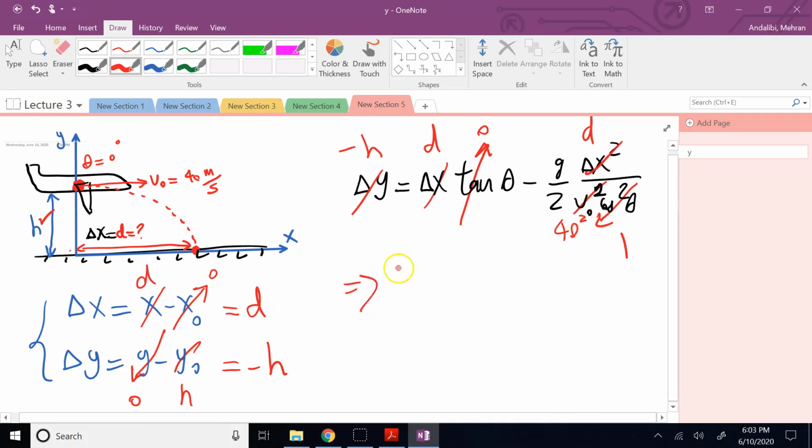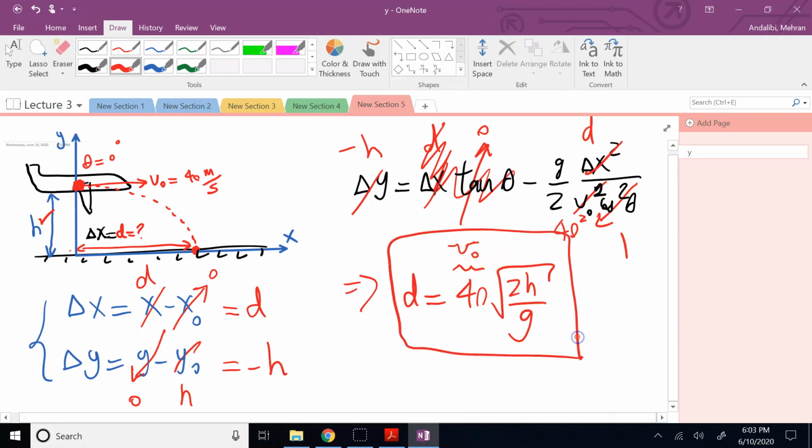So if I solve here for d, this term would go away, right? And if I cancel the negatives, multiply by 2, divide by g, and then take a square root to get d, and the v naught can come out, d is going to be 4d square root of 2h over g. And this 4d, remember, that was v naught. So this is going to be the distance. Does that make sense? Yes.